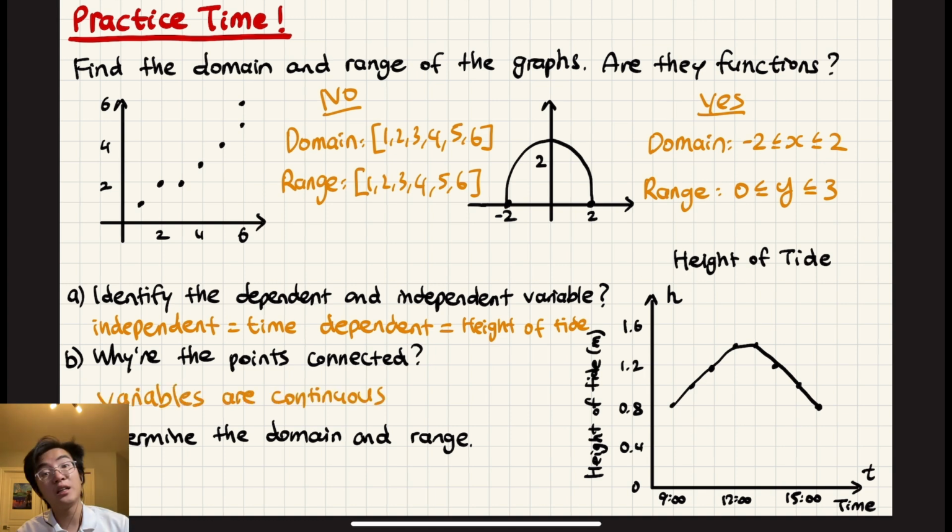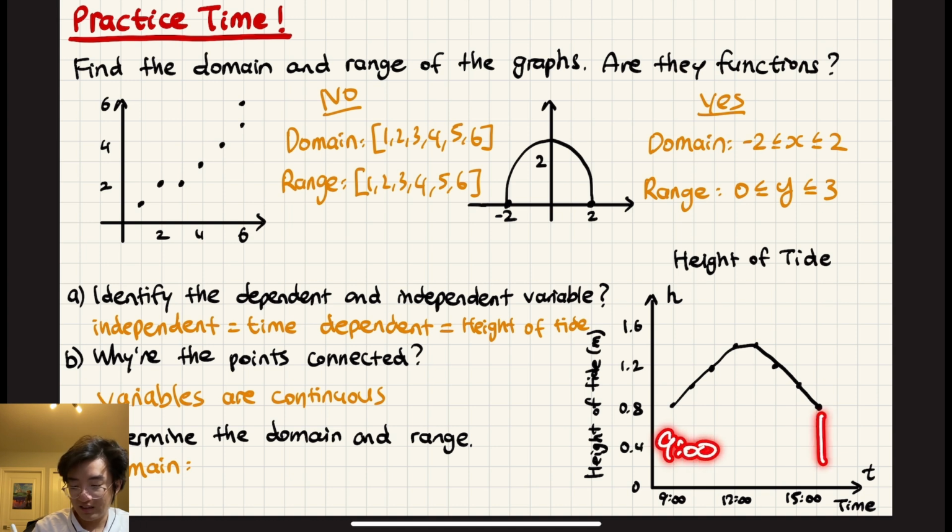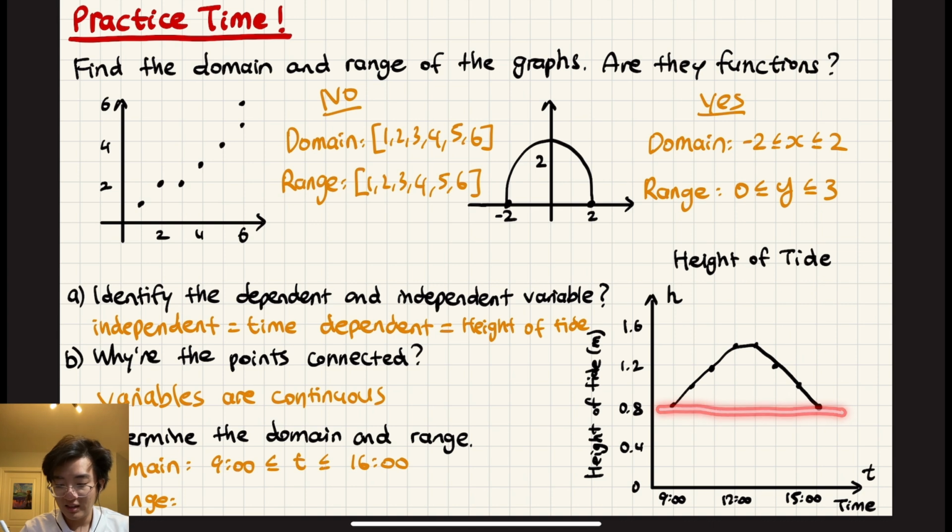Okay, and next, the domain, the range. So let's see the x values. We see that it starts right here and it ends right here. So it starts at 9 and it ends, let's see, what is that? That is at 16 o'clock, so 4 p.m. So the domain is just 9 o'clock to 4 o'clock, okay? And then range here, those are the y values. So in this case, the height of the tide. The lowest point right here is at 0.8. The highest point right here is at 1.4. So the range is just somewhere in between 0.8 and 1.4. Oh, not y here. It'll be h now.